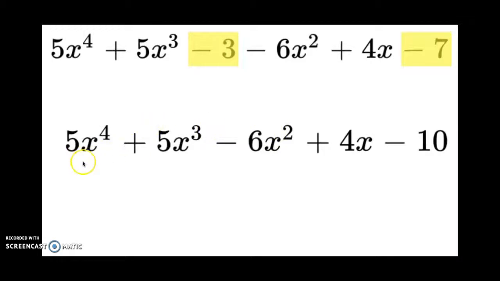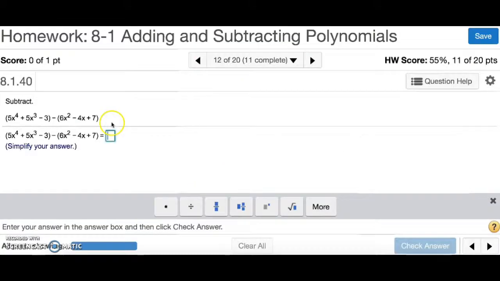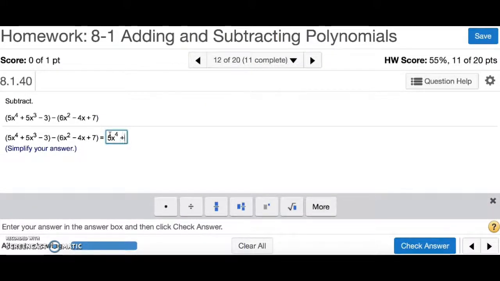Writing this in order, I'll have 5x to the fourth plus 5x to the third minus 6x squared plus 4x minus 10. So let's type that in. We have 5x to the fourth plus 5x to the third minus 6x squared plus 4x minus 10.